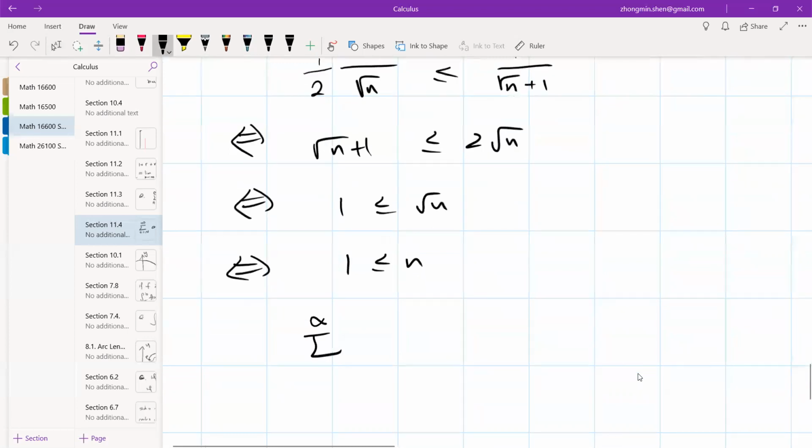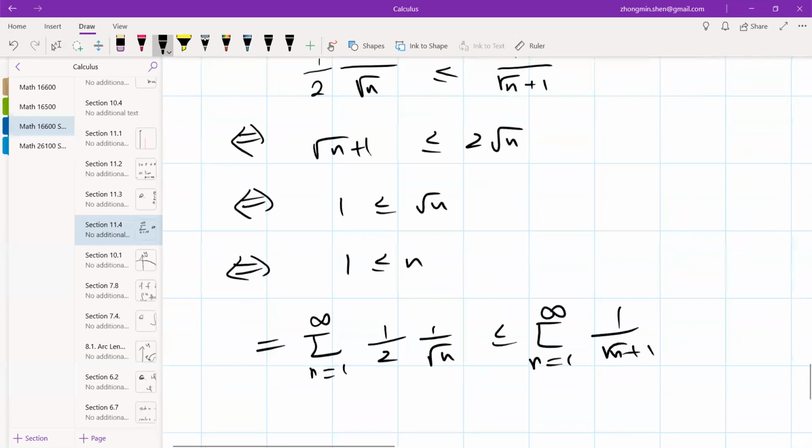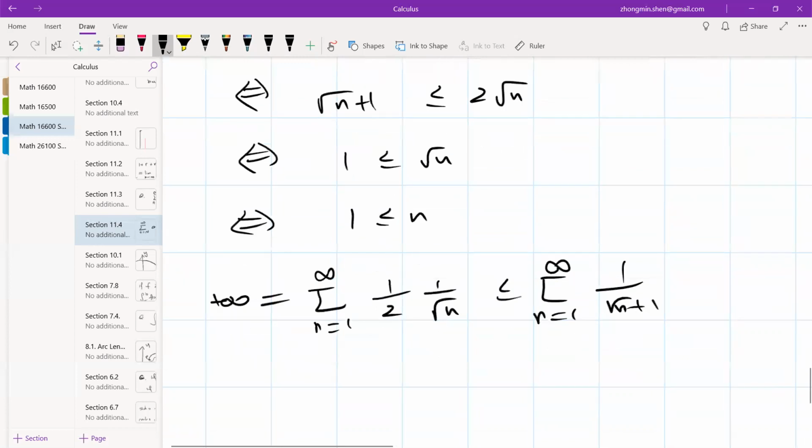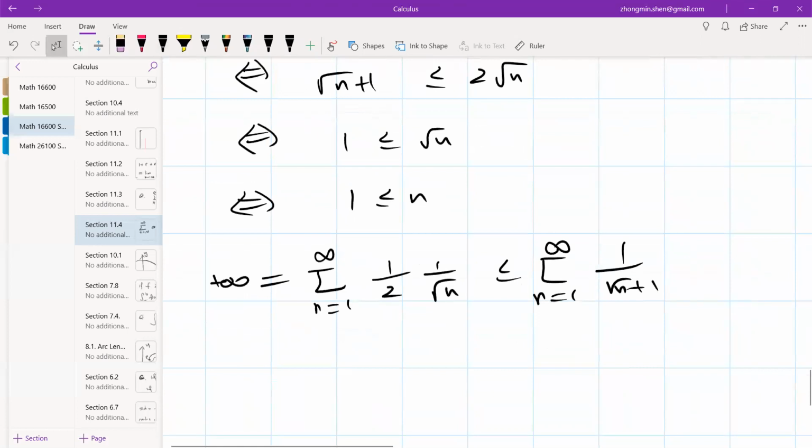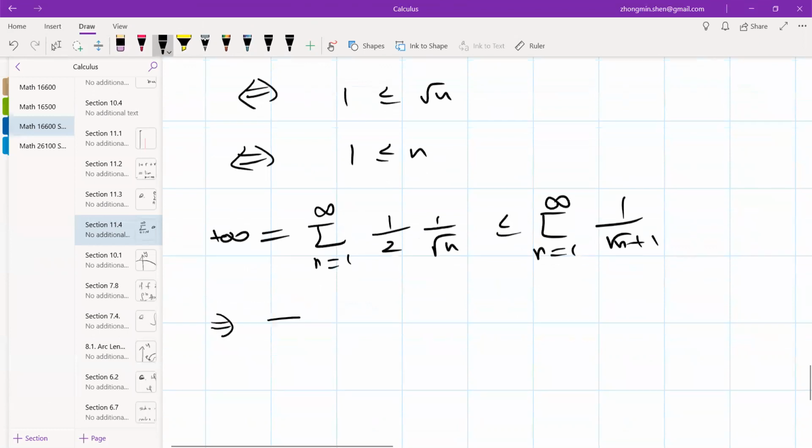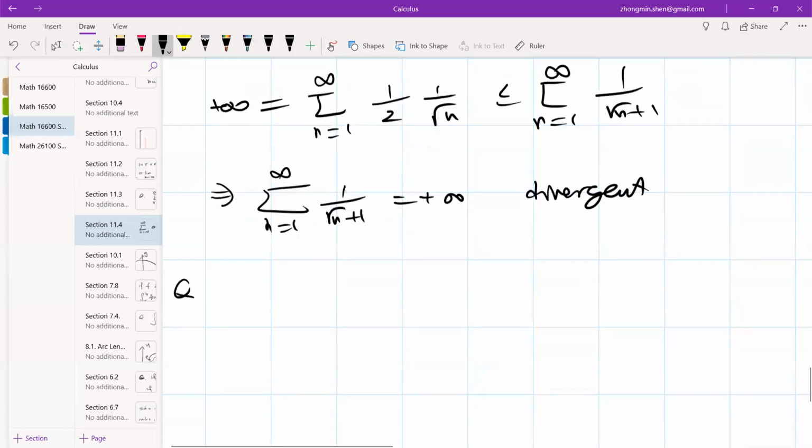Then you have this inequality, and I know this is going to be infinite, so that implies it is divergent. Let's try the next problem.